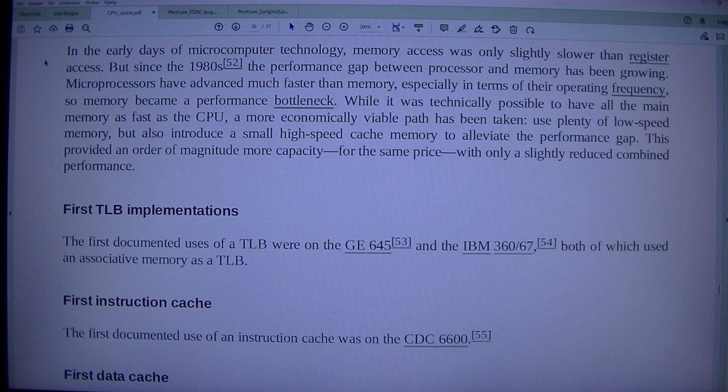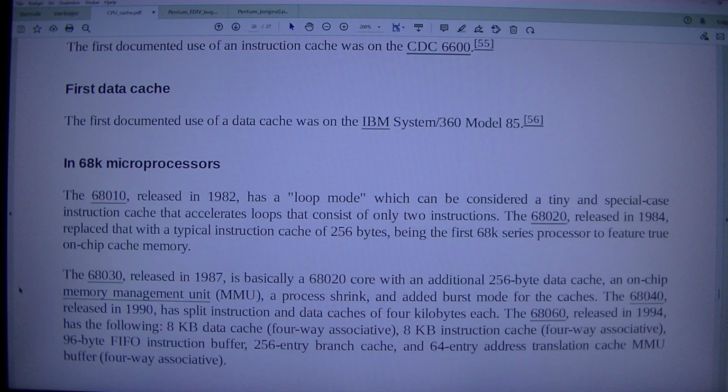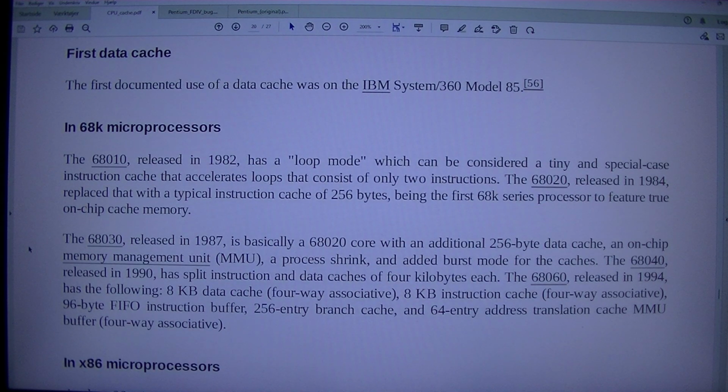First TLB implementations. The first documented uses of a TLB were on the GE 645 and the IBM 360/67, both of which used an associative memory as a TLB. First instruction cache. The first documented use of an instruction cache was on the CDC 6600. First data cache. The first documented use of a data cache was on the IBM System/360 Model 85.